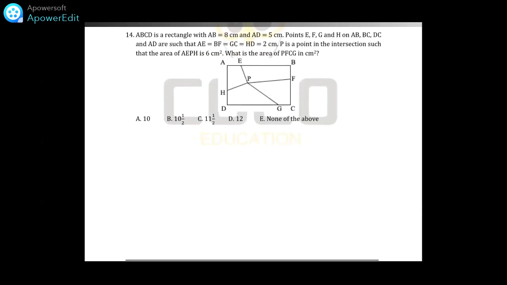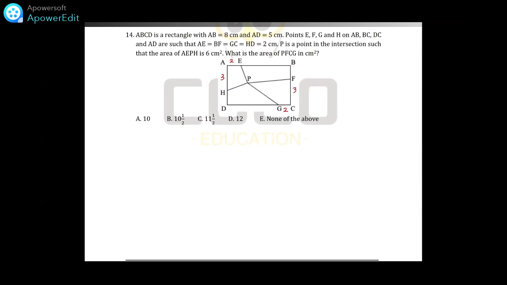Okay, question 14. So it's given to us that AB is 8, AD is 5, and AE is 2, CG is 2. Now HD equals to 2. Since the total is 5, we find that AH equals to 3. And similarly, we can find that BF is 2, the total is 5. So we find that CF equals to 3.